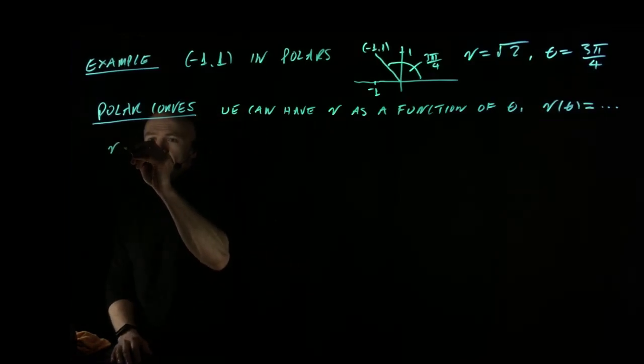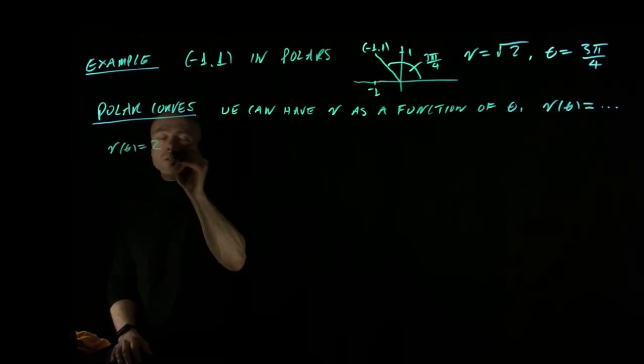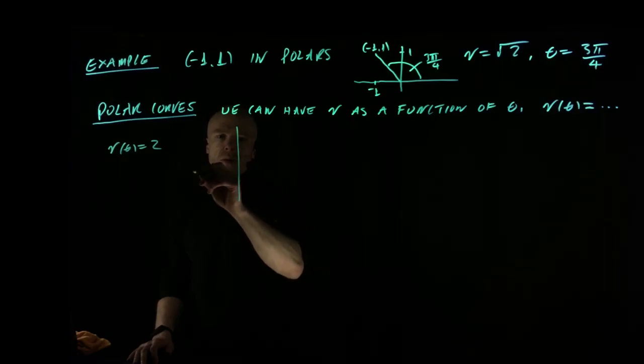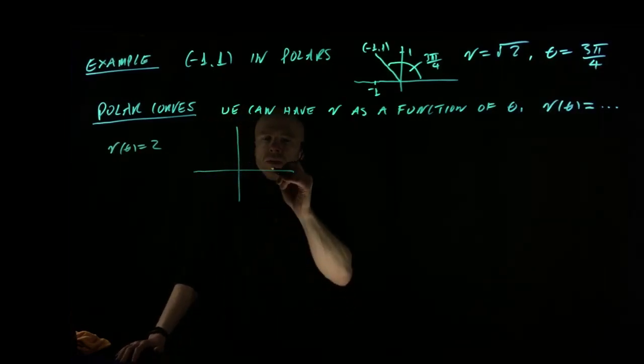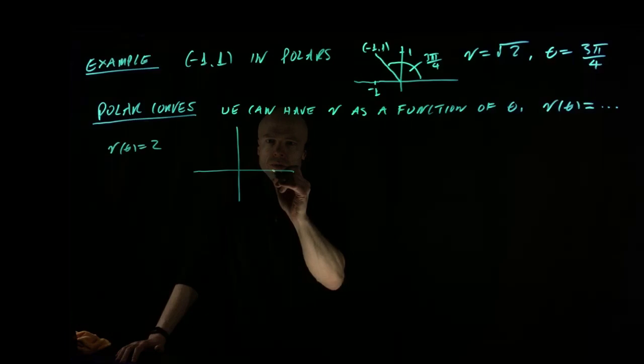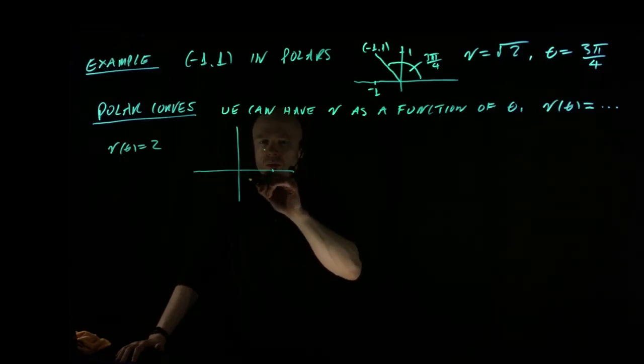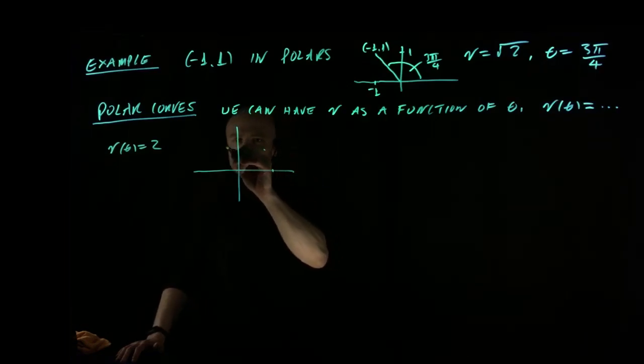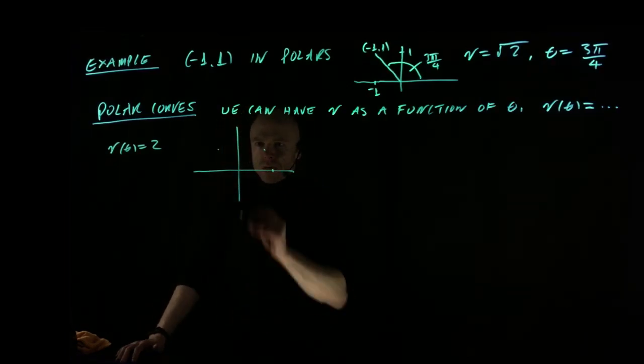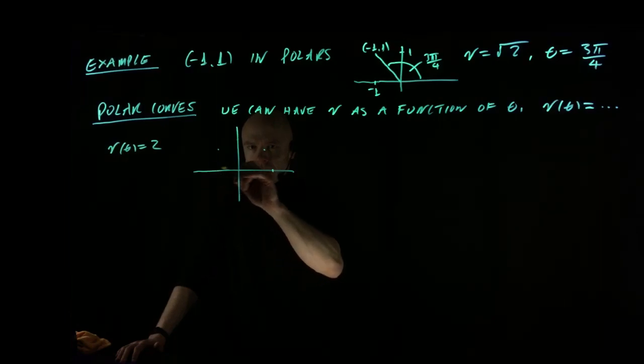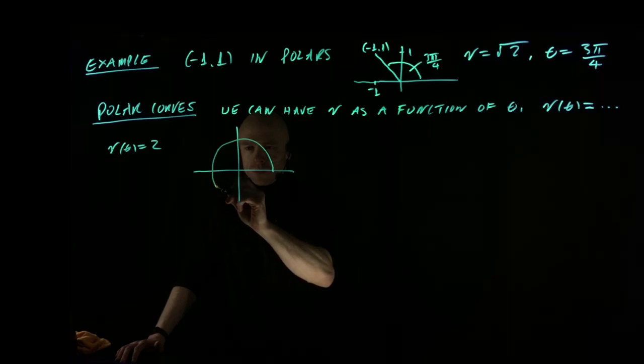So if r of theta for every theta is equal to 2, then what is that? Then when theta is equal to 0, we're at 2. When theta is equal to pi over 4, we're at 2. When theta is pi over 2, we're at 2. When theta is 3 pi over 4, we're at 2. When theta is pi, we're at 2. So at every possible theta, we're at 2.